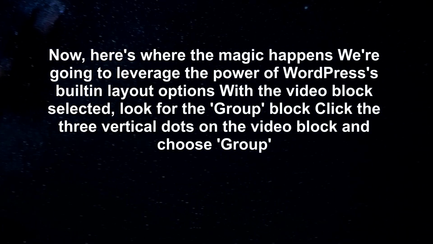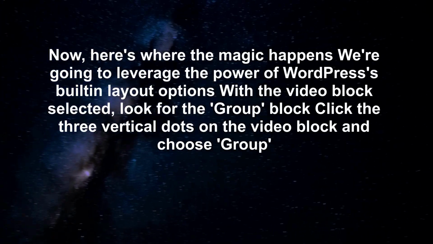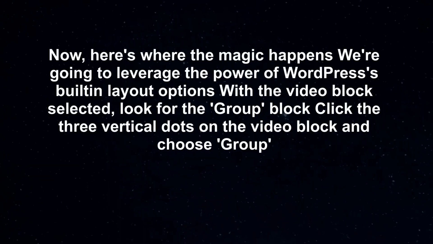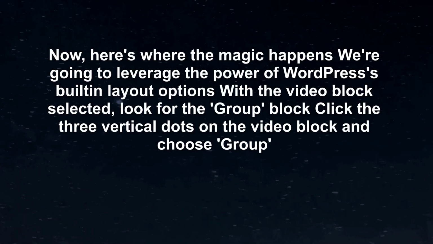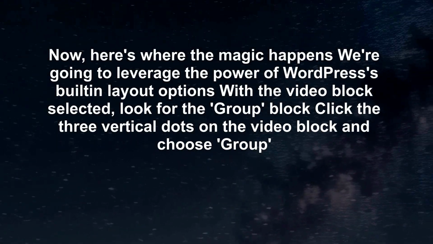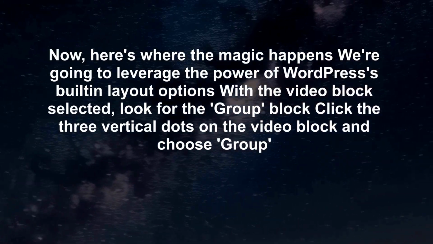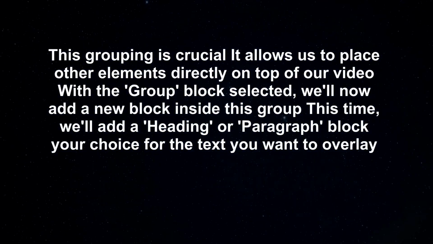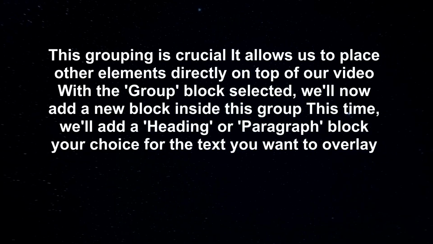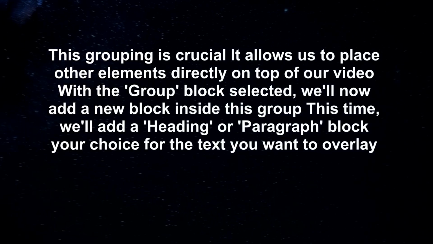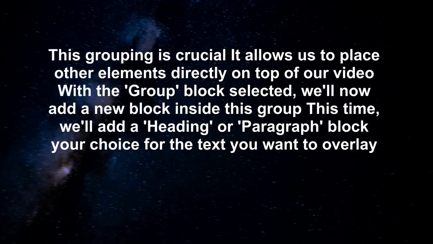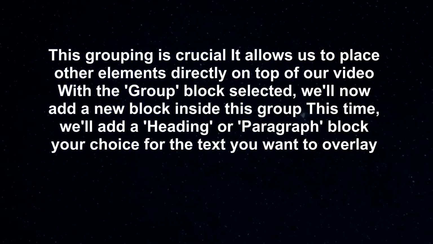We're going to leverage the power of WordPress's built-in layout options. With the video block selected, look for the group block: click the 3 vertical dots on the video block, and choose Group. This grouping is crucial. It allows us to place other elements directly on top of our video. With the group block selected, we'll now add a new block inside this group.